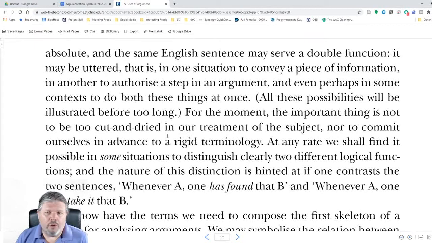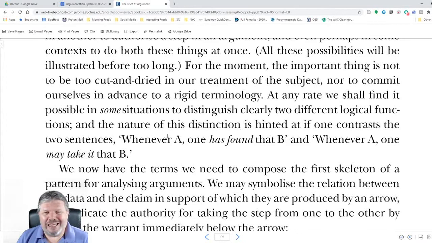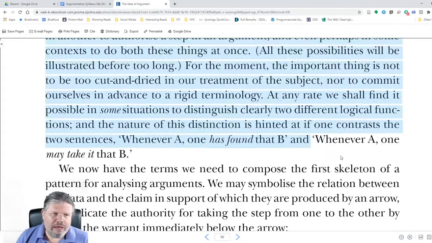For the moment, the important thing is not to be too cut and dried in our treatment of the subject, nor to commit ourselves in advance to a rigid terminology. At any rate, we shall find it possible in some situations to distinguish clearly two different logical functions, and the nature of this distinction is hinted at if one contrasts the two sentences, whenever A, one has found that B, and whenever A, one may take it that B. Now, that's the difference between a fact or data and a warrant. I think that's a very good distinction. And most of the time we're arguing the second sentence, aren't we? Whenever A, one may take it that B.